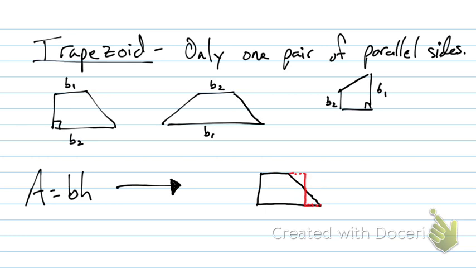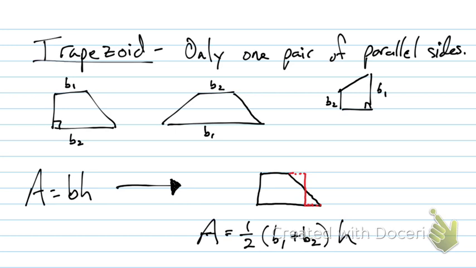Base times height. So, to get the area of the trapezoid, I'm going to average my bases. So half of my base 1 plus base 2. That's going to turn my trapezoid into a rectangle, and then I'm going to multiply by the height. That's how I memorize this, guys.